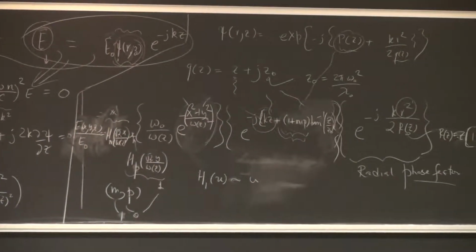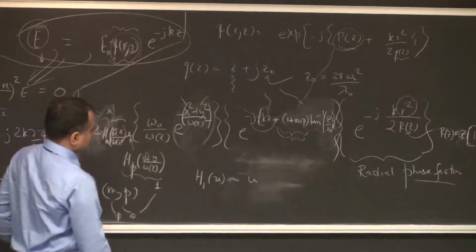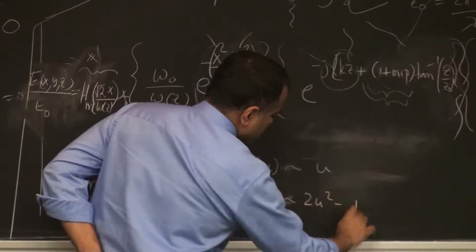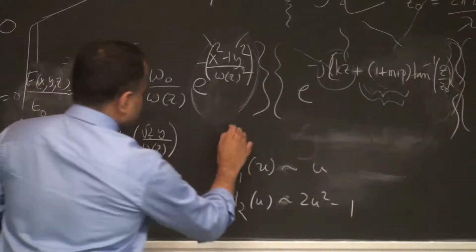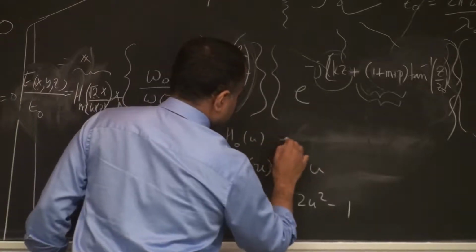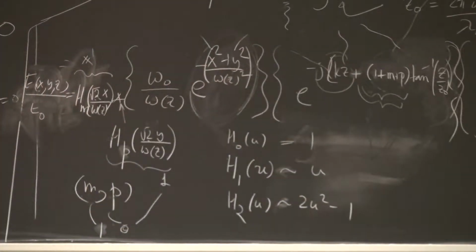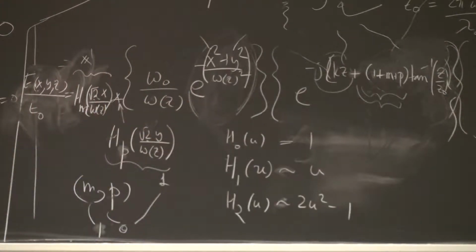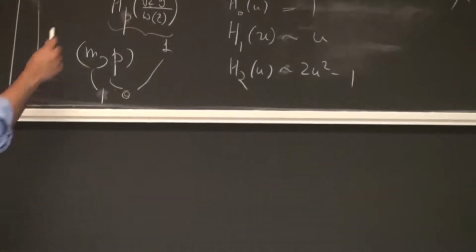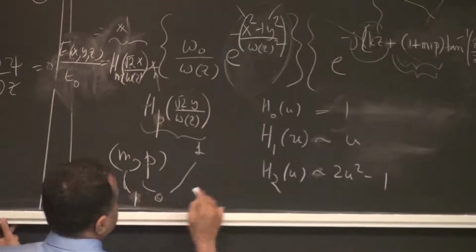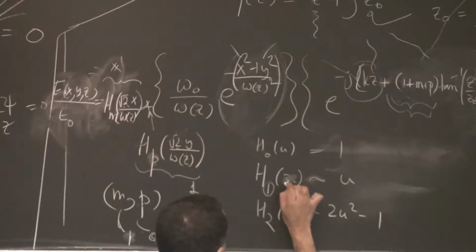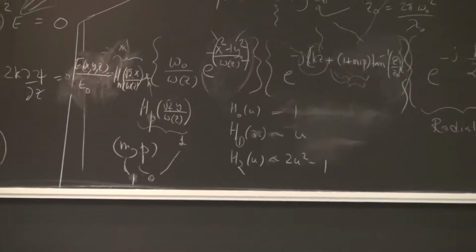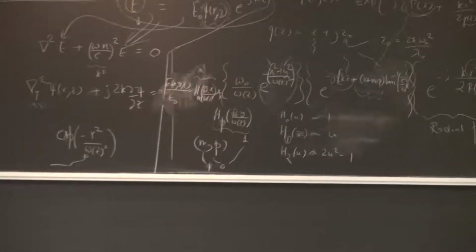You can always absorb that into your coefficient out here. Similarly, H2 of u will look like 2u squared minus 1. And I think we know already H0 of u is equal to 1. So, yeah, I think you hopefully see now what it does. Immediately you see that along the x direction, if I'm looking at the m equal to 1 mode, then there will be an x here, because of this x.